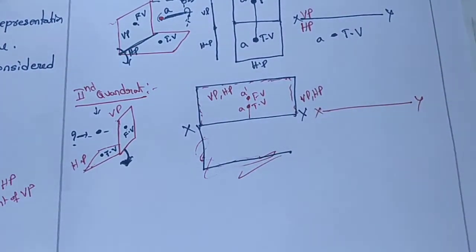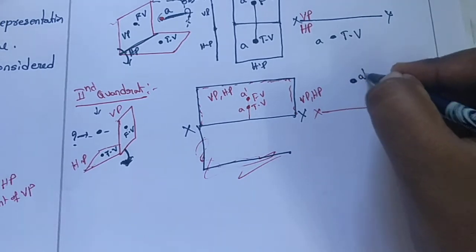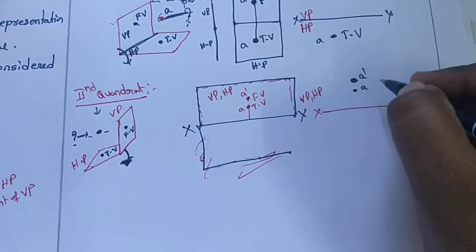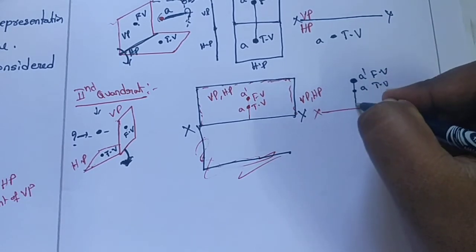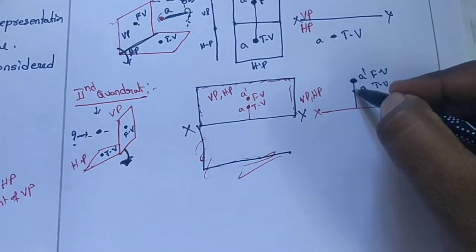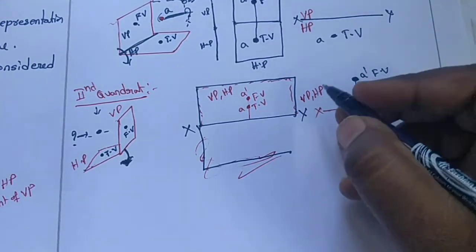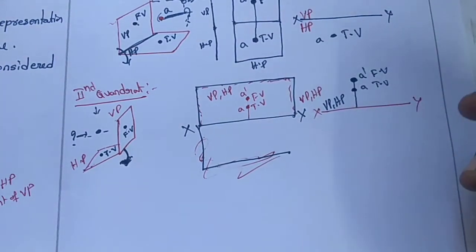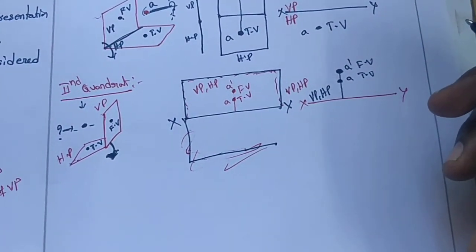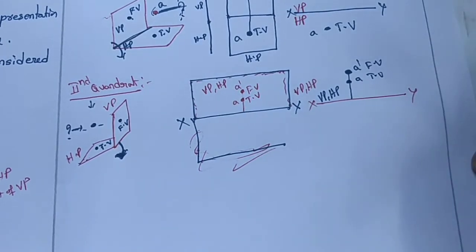XY. Okay, it is the object A dash, it is the front view, and this one, A, is the top view. Both lie in the same position. It is VP and HP. Both planes are above the reference plane. Okay, it is about the second quadrant.